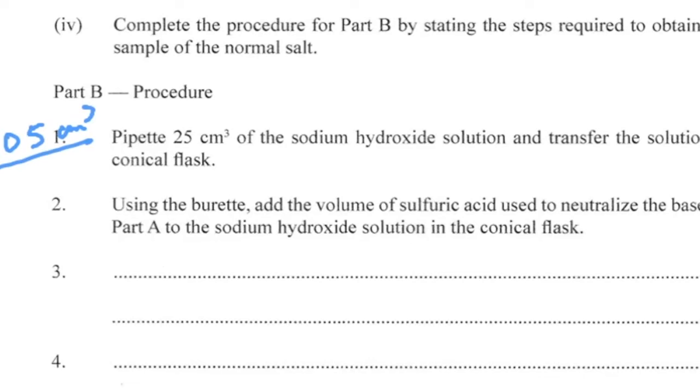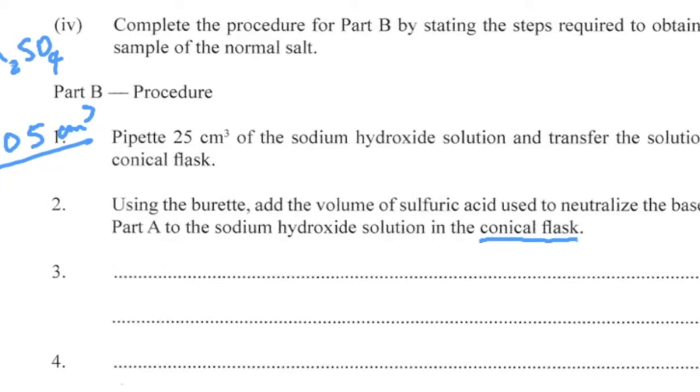So in step 3, we just want to continue to the point where we're going to get a dry sample of the normal salt. The normal salt we're looking at here is sodium sulfate. We never mentioned it earlier on, but we're looking at sodium sulfate. So we're taking the simplest route, 2 steps left. At the end of the titration, everything is in the conical flask. The first time around, we used methyl orange to tell us when we would need to stop adding our acid to the base.